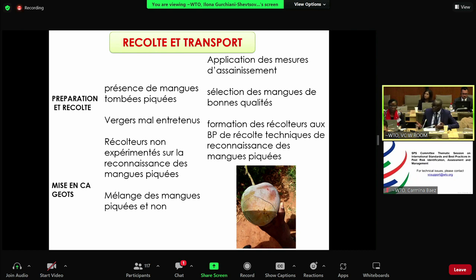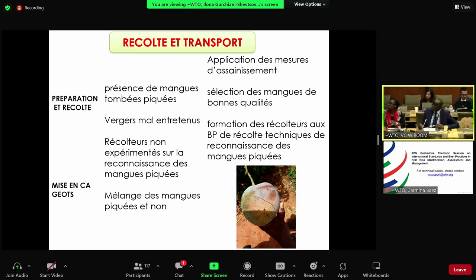Mais en réalité, tant qu'au niveau du point d'entrée, il n'y a pas une autre mesure de quarantaine, comme certains pays le font, l'irradiation, par exemple, ce sont des choses qui peuvent rassurer. Mais si c'est juste le contrôle visuel, il peut toujours arriver qu'il y ait des notifications de non-conformité, malgré tous les efforts que les pays font pour mettre sur le marché des produits de bonne qualité.